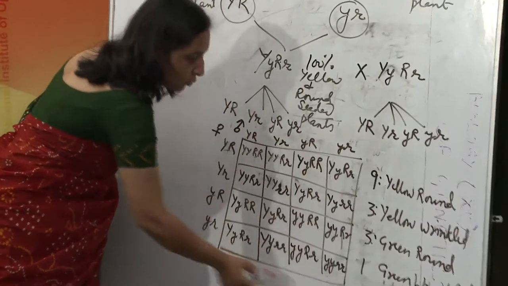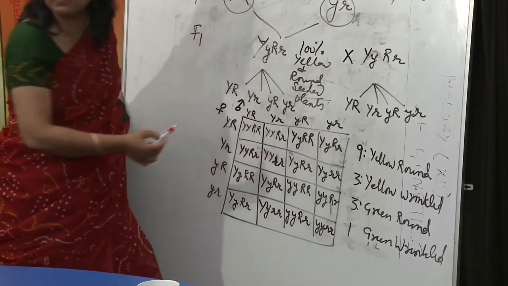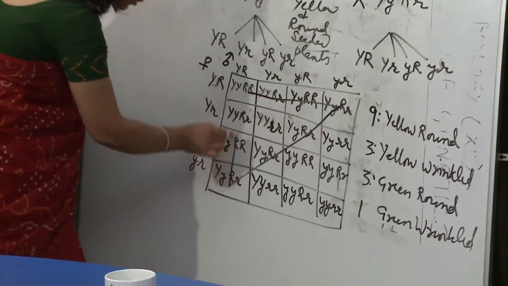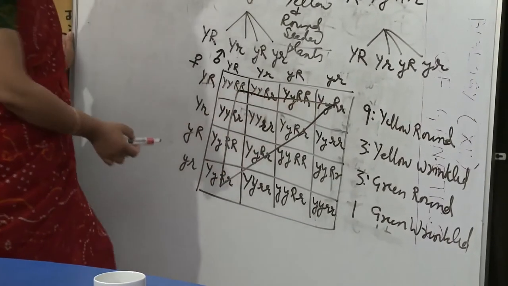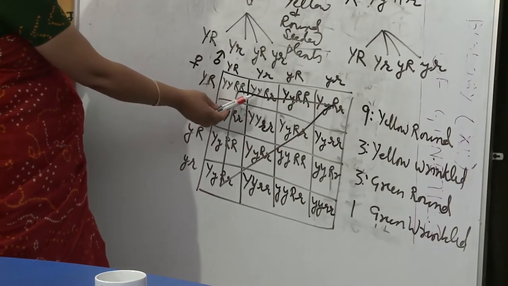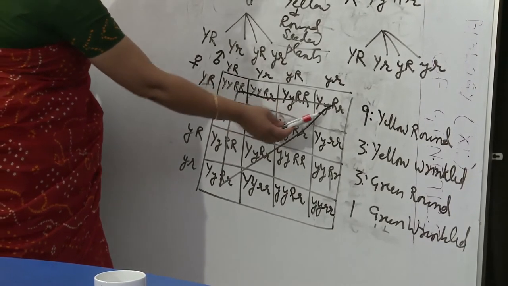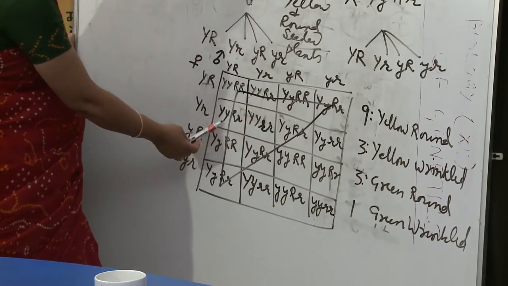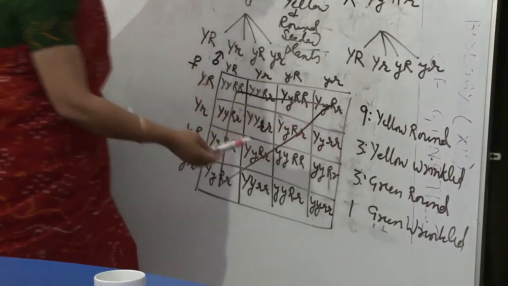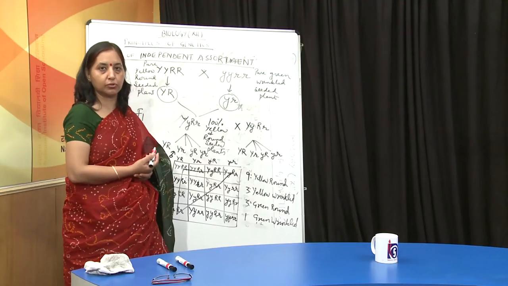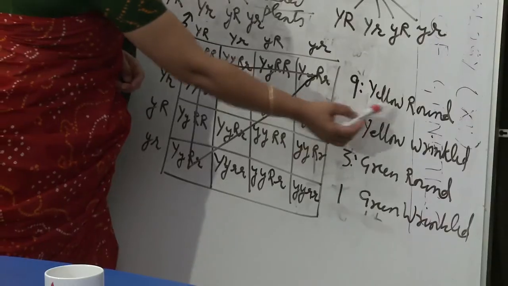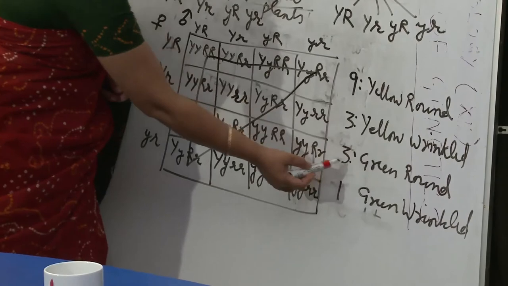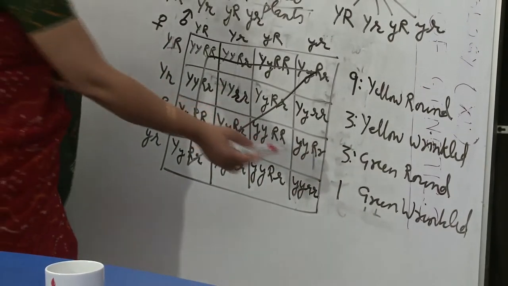If you make this Punnett square and you follow the same types of gametes, these kind of plants which are in the form of a triangle, they will all be yellow round. We can check that. This is yellow round, yellow round, yellow round, yellow round, here also yellow round, same here, yellow round and yellow round. As a result, we will have the ratio of 9:3:3:1. That is, yellow round would be 9, yellow wrinkled will be 3, green round would be 3, and green wrinkled will only be 1.